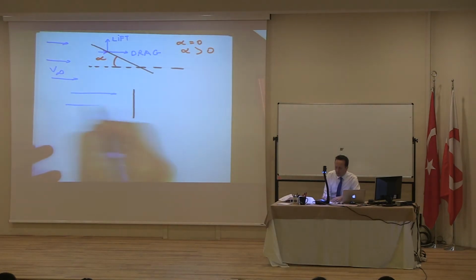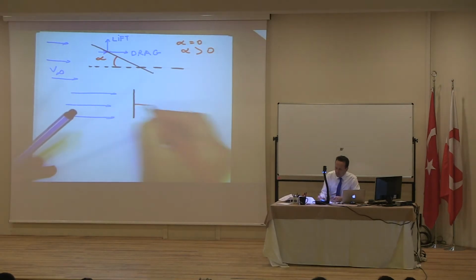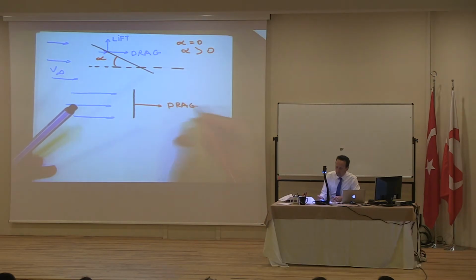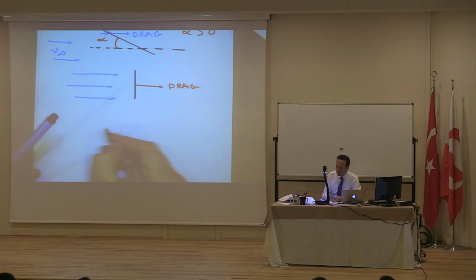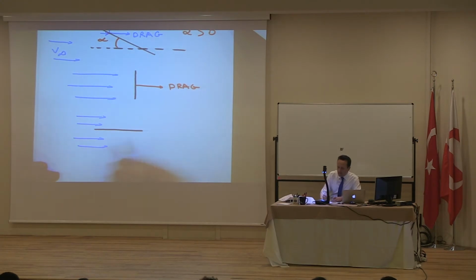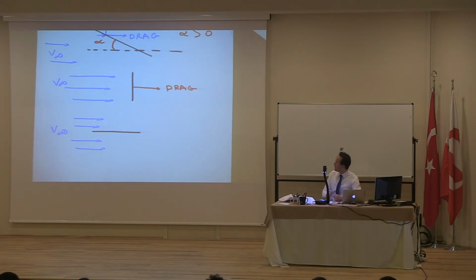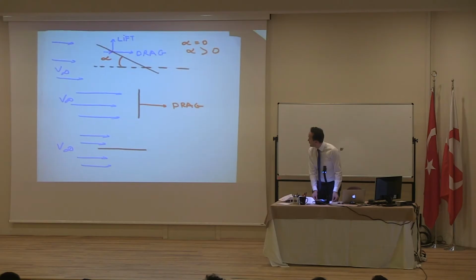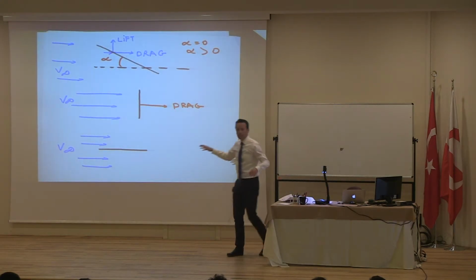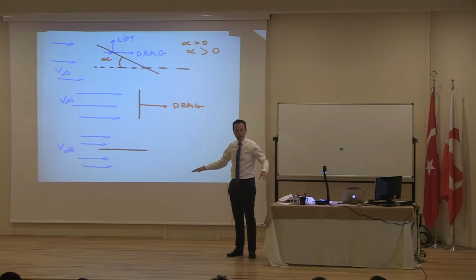And you push down like this. That's an extreme case. What are you going to get? You're going to get a lot of drag and virtually no lift, right? And the other extreme was when the plate was parallel, and you have air blowing towards the plate. You would get no lift and no drag at all. And if you have it at a certain angle, you would get both lift and drag.